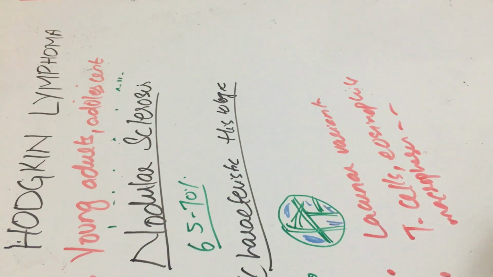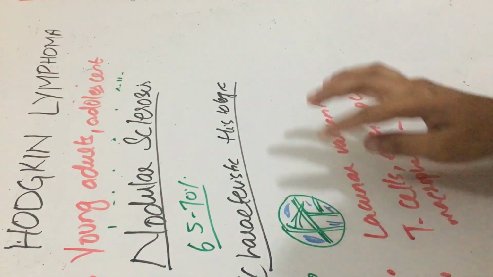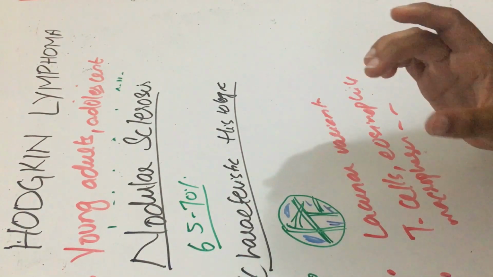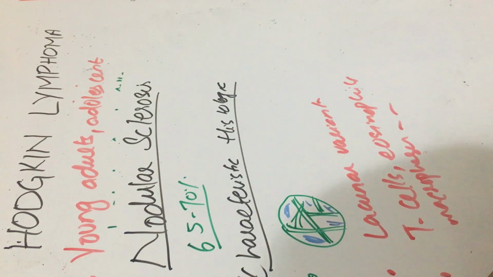So what are the four characteristic histologic features? The first is nodularity of the lymph node. Due to deposition of collagen in bands, the lymph node is in the form of nodules. The second is fibrosis, which is scant or abundant. The third is that lacunar variant Reed-Sternberg cells are present in the lymph node, and more than 90% is T cells, eosinophils, and macrophages.